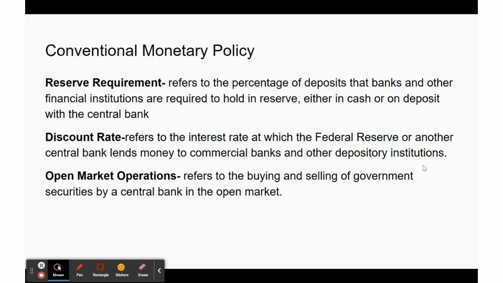The reserve requirement refers to the percentage of deposits that banks and other financial institutions are required to hold in reserve, either in cash or on deposit with the central bank. The discount rate refers to the interest rate at which the Federal Reserve or another central bank lends money to commercial banks and other depository institutions. The open market operations refers to the buying and selling of government securities by a central bank in the open market.